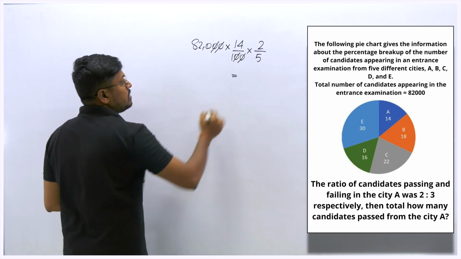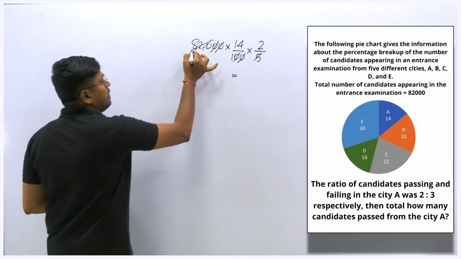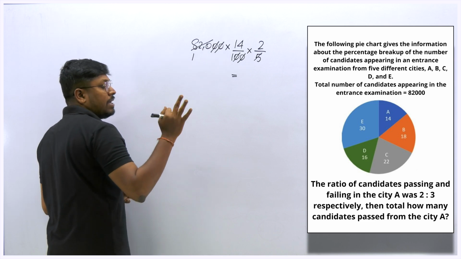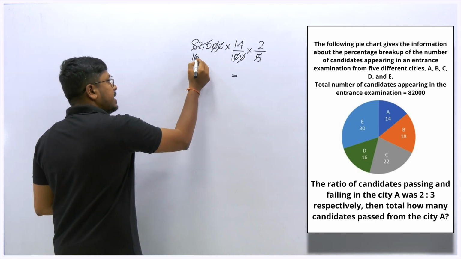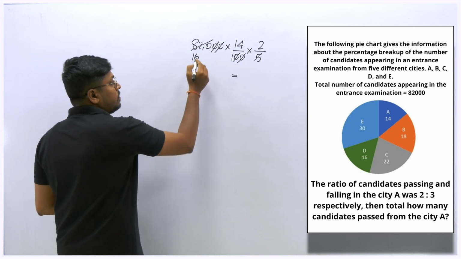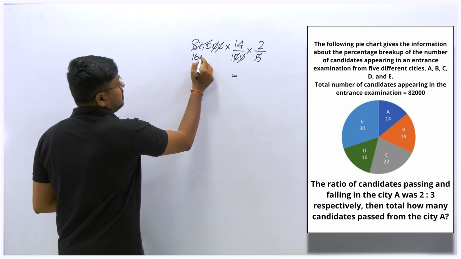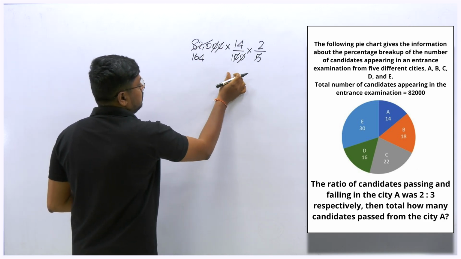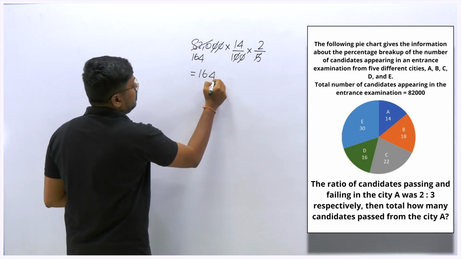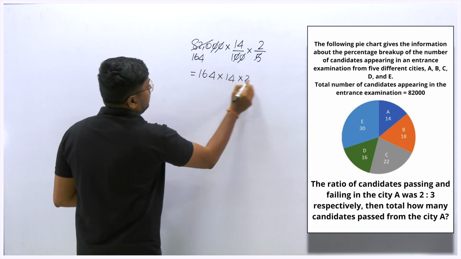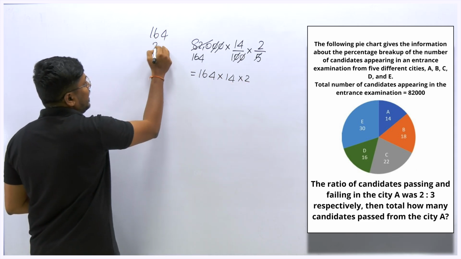So we can cancel the 2 zeros, and we can cancel it on the 5 table. 1 5 is 5, so remaining will be 3, 32. 6 5s are 30, again remaining will be 2. Sorry, 5 4s are 20. Right? So it is equal to 164 into 14 into 2. That means 164 into 28.